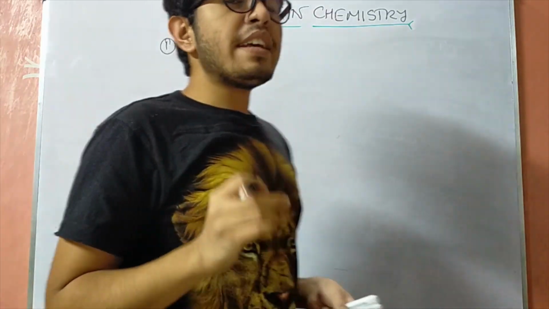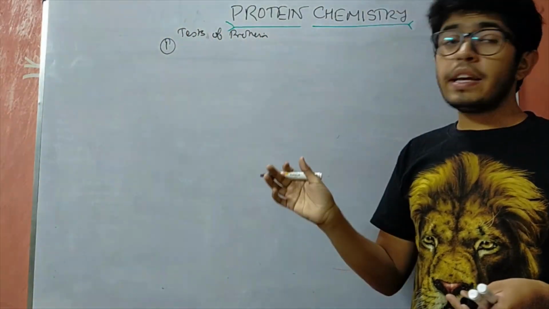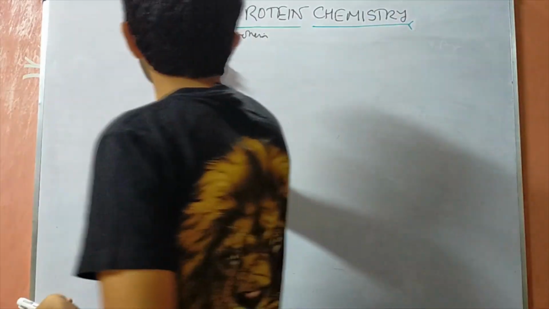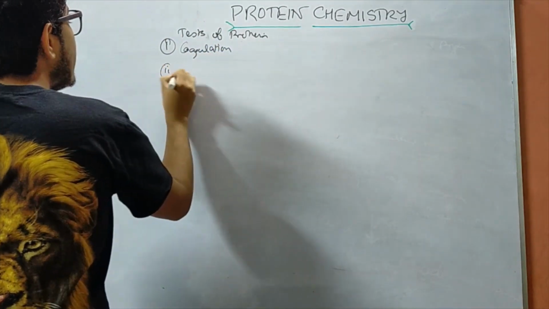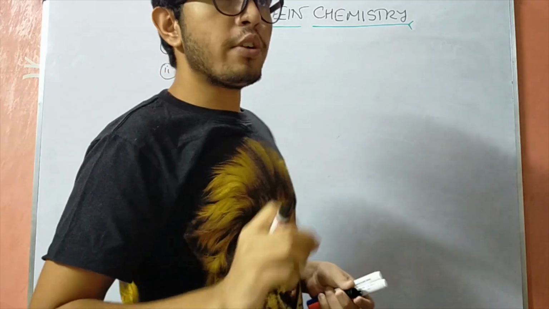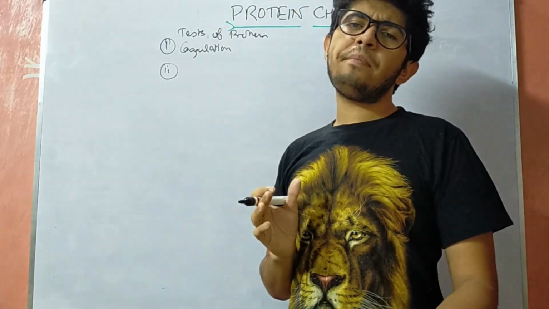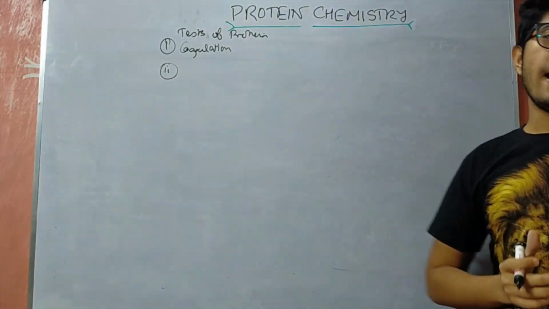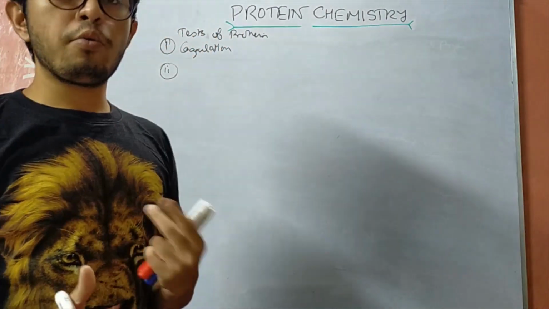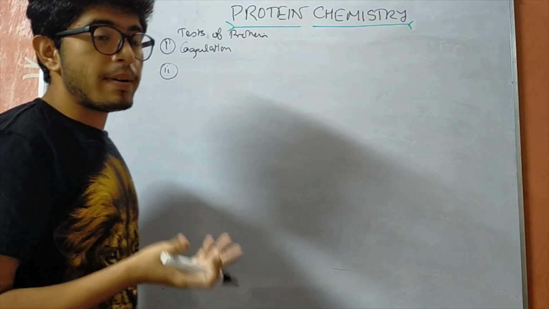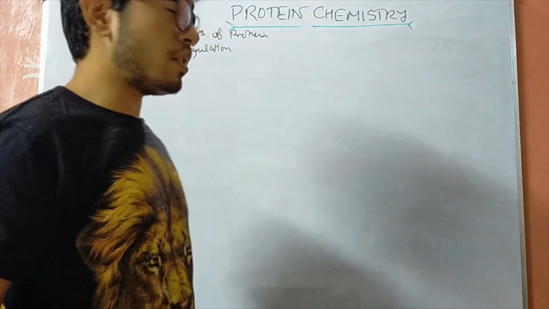Boiling can be a very good test for protein, where we are checking for coagulation. Boiling is a very good test for protein, because generally at a temperature of about 110 or 120, proteins tend to show the property of coagulation. So coagulation can be achieved by just giving heat to a protein molecule.